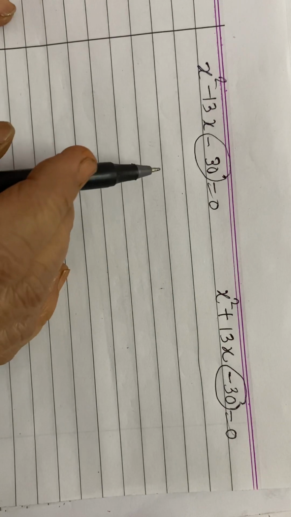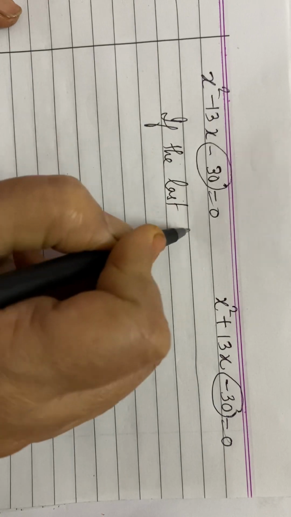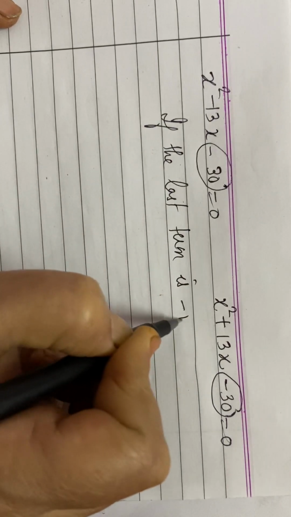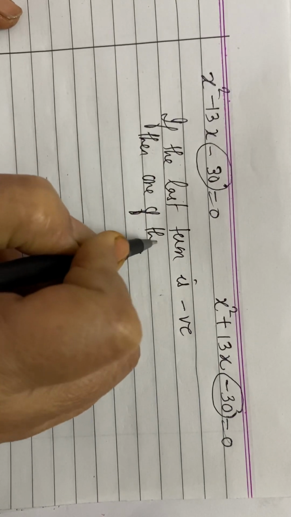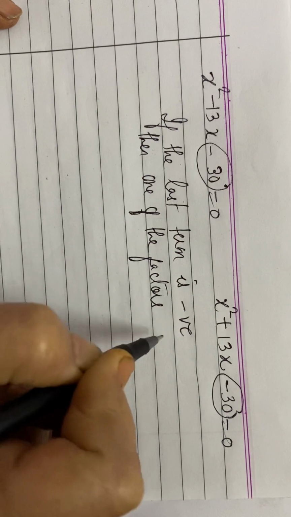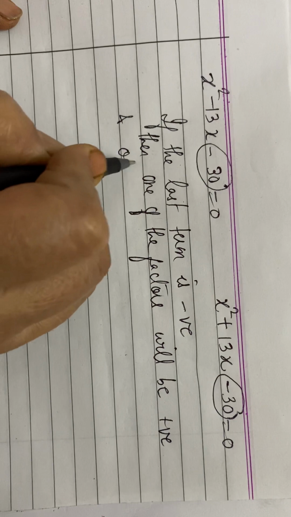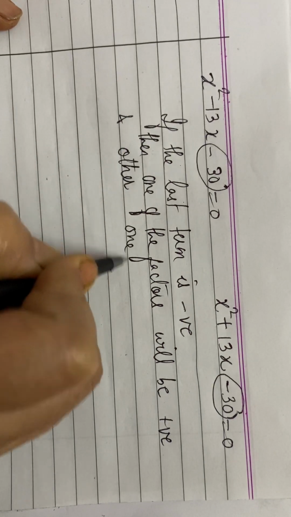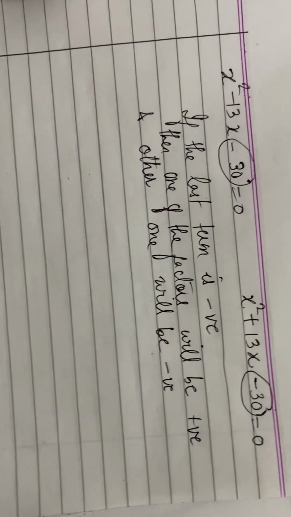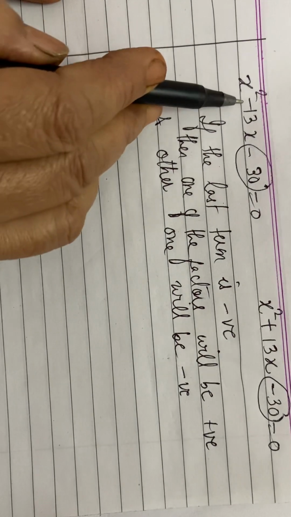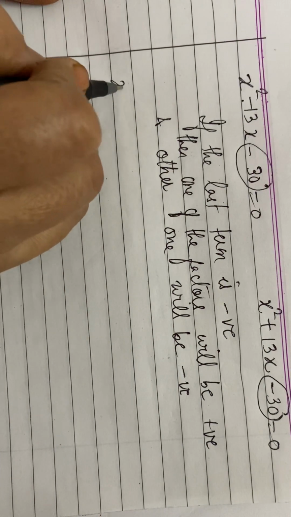If the last term is negative, remember, one of the factors will be positive and the other one will be negative. Which one you have to take depends upon the sign of the middle term. So let us take the factors of minus 30 for this sum.